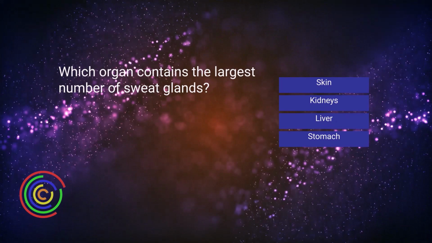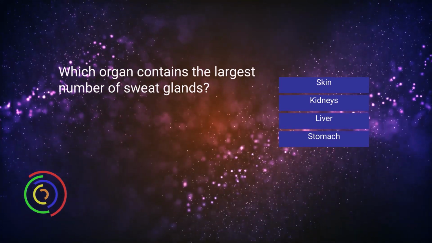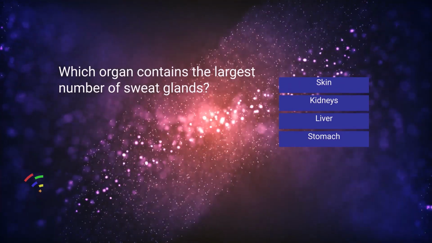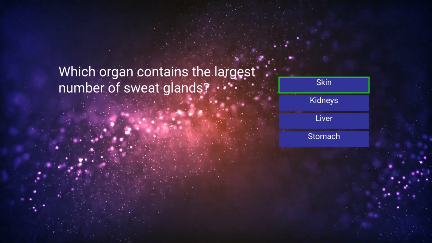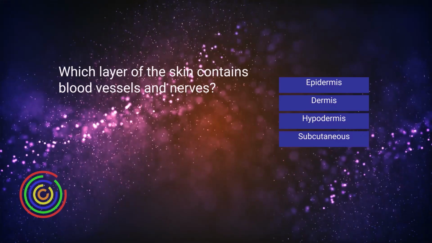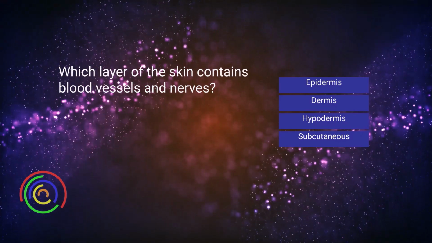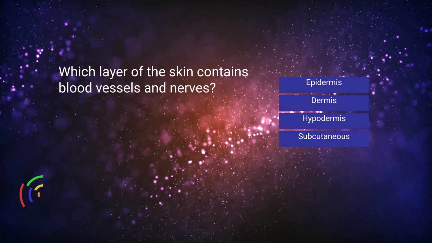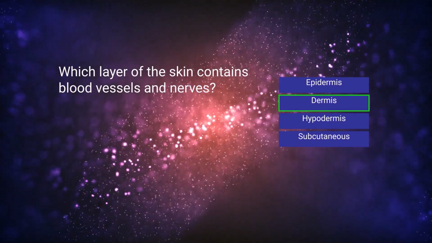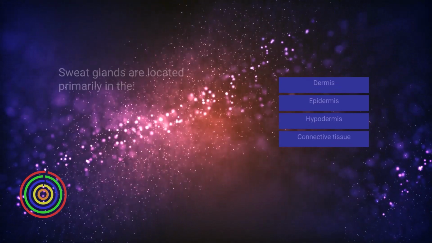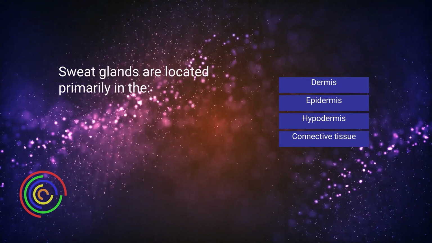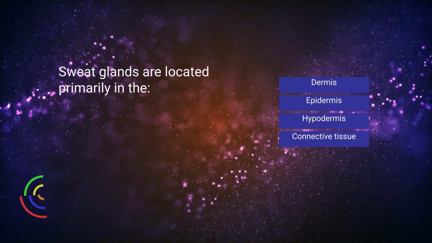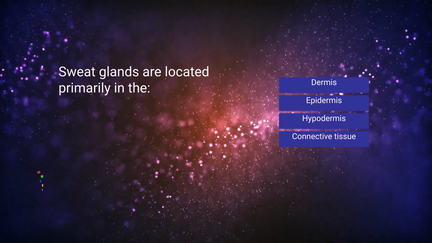Which organ contains the largest number of sweat glands? Skin. Which layer of the skin contains blood vessels and nerves? Dermis. Sweat glands are located primarily in the dermis.